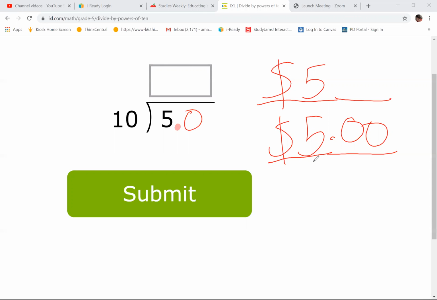So now, can 5 be divided by 10? No, it cannot. But can 50 be divided by 10? Sure. 5 times 10 is 50. And when I subtract, I've got a 0. And then that decimal needs to come straight up. So my answer is 0 and 5/10ths.